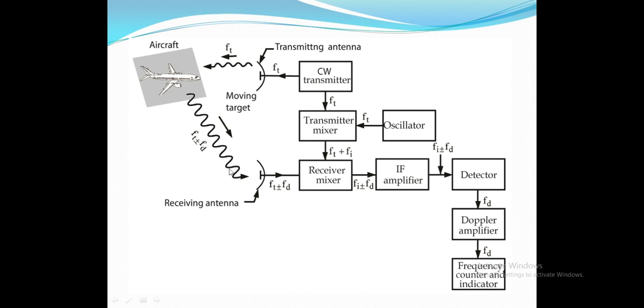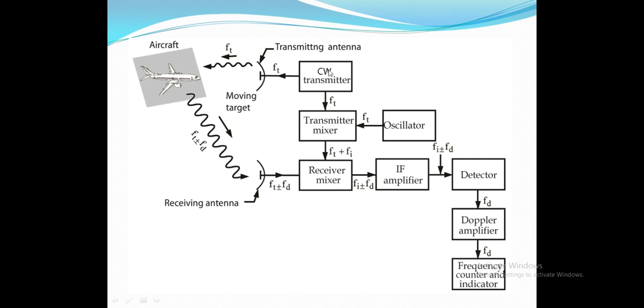This block diagram consists of a continuous wave transmitter, transmitter mixer, oscillator, receiver mixer, IF amplifier, detector, Doppler amplifier, frequency counter and indicator, and aircraft and moving target. So this is the block diagram of continuous wave radar.